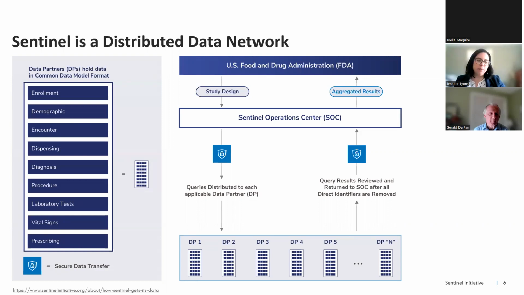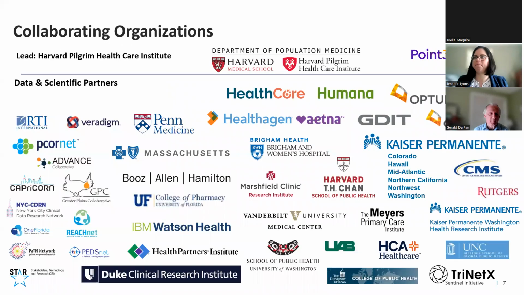So the Sentinel Operations Center will write these computer programs, distribute them to the data partners who will then run the analyses on their data in-house before returning aggregated results to us in a structured and secured way. In general, these are aggregated in that we have no individual level data from each data partner, and then we further aggregate across the data partners and return these results to the FDA.